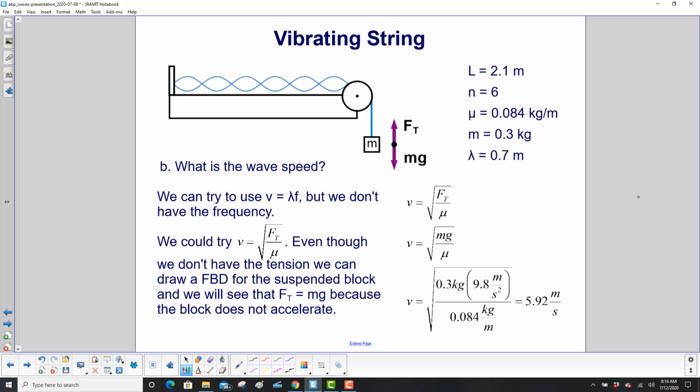What is the wave speed? We can try to use this equation, but we don't have the frequency. We just know that it's constant, it's fixed. So let's try the other equation, the square root of tension over mu, which is the mass density.